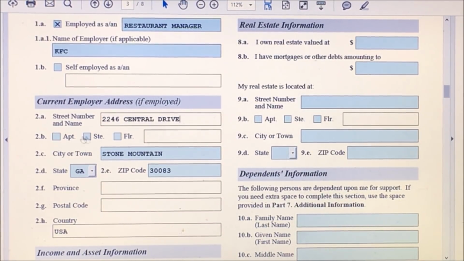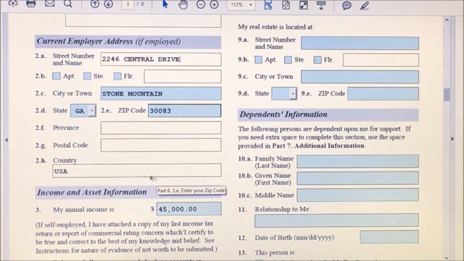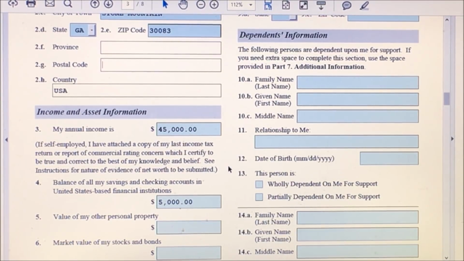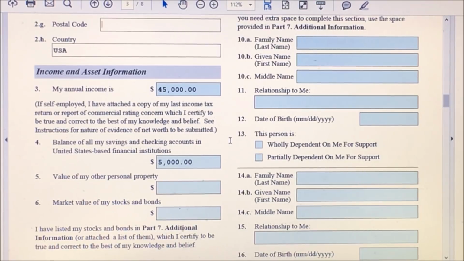Then if it is apartment, city, town, state, zip code, so province, postal code, just leave it blank. Then country, USA. Okay, then income and assets information. My annual income. Write your annual income from salary or business. You should provide an employment letter and tax returns to prove this. So the US citizen or the sponsor needs to check his annual income for last year.